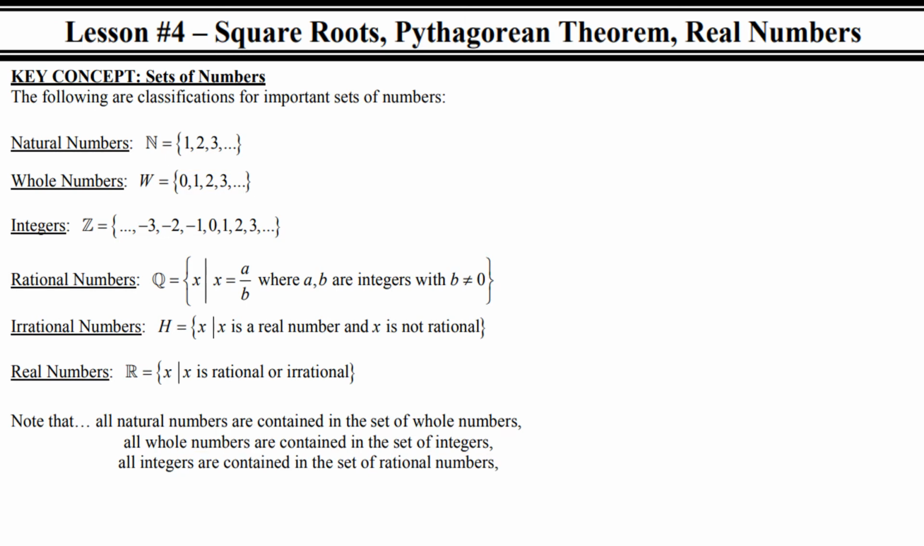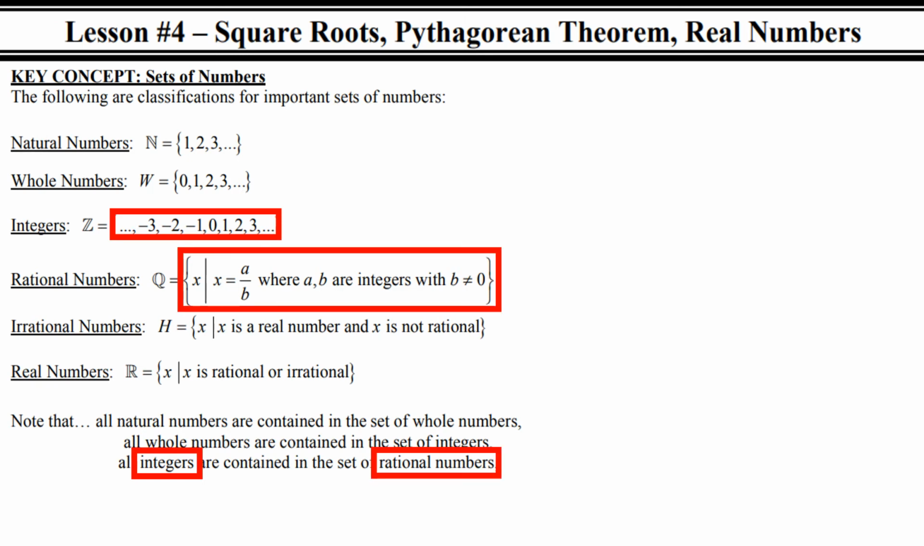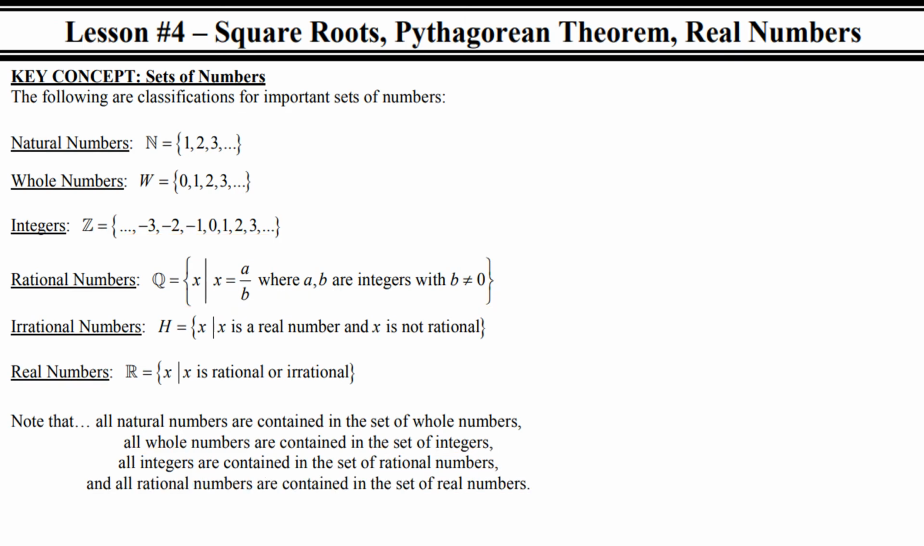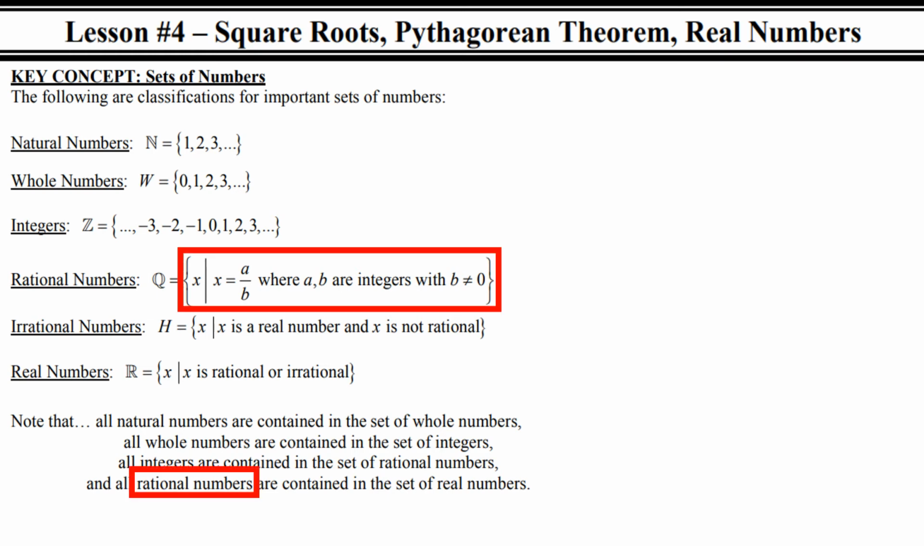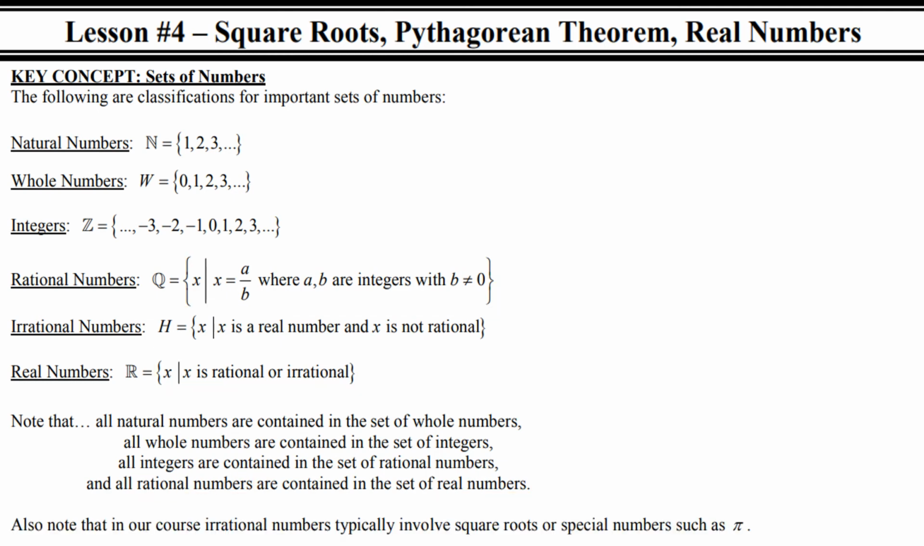All integers are contained in the set of rational numbers. The integers, which do not have any fractions or decimals, are contained in the set of rationals. All rational numbers are contained in the set of real numbers. Rationals are all within the reals. Also note that in our course, irrational numbers typically involve square roots or special numbers such as pi.